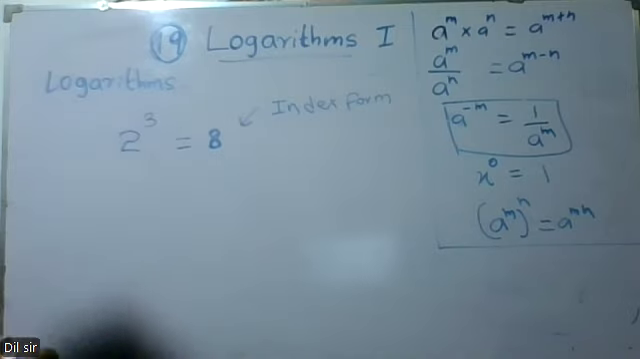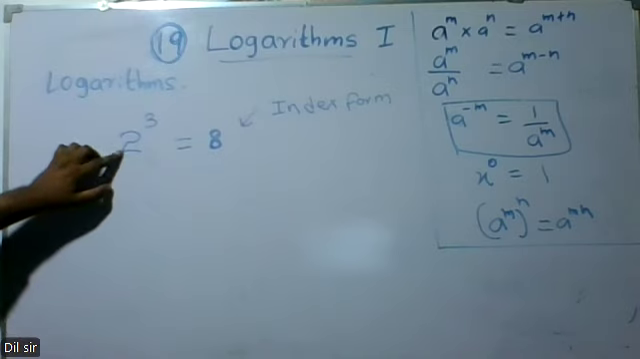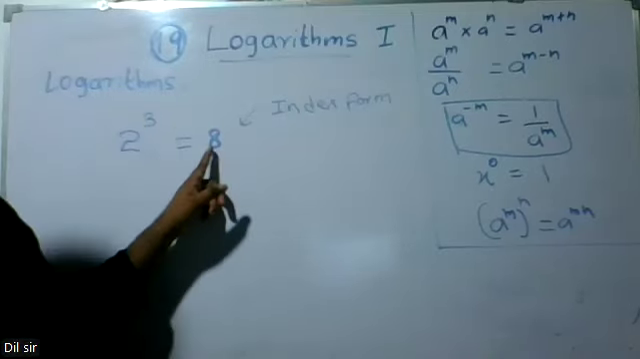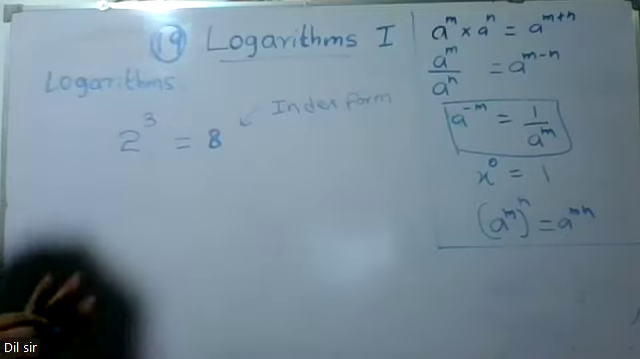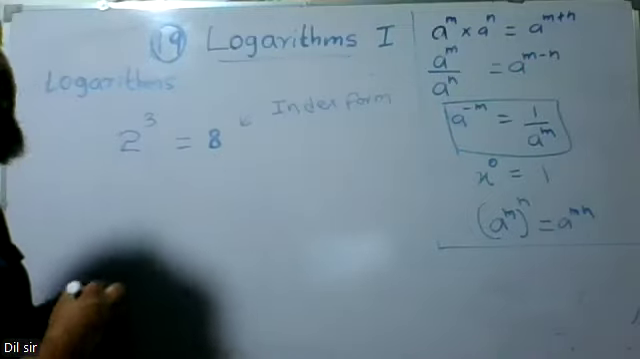Now listen to me. What is the base here? Base is 2. What is the index? 3. What is the answer? 8. Now look, there is another method of writing this.